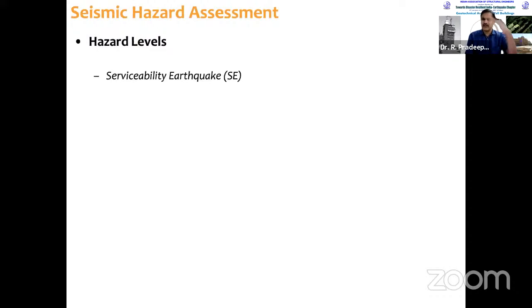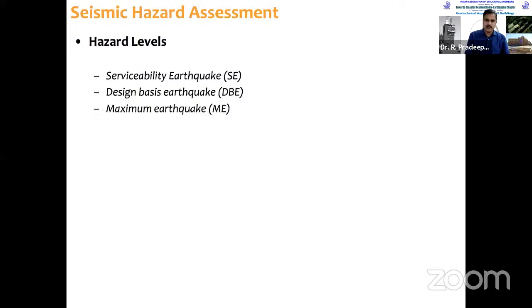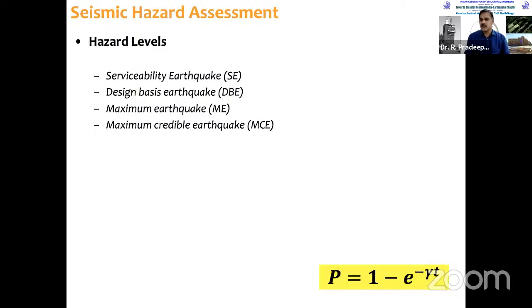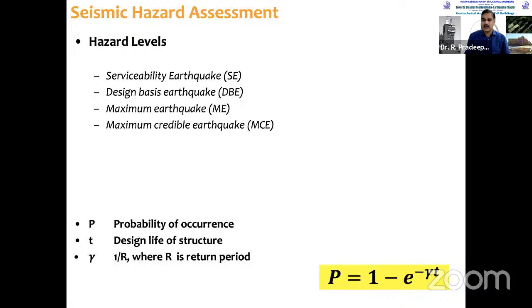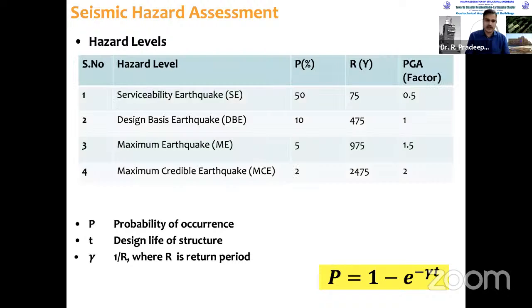Then the next step is hazard levels. There are different hazard levels: serviceability earthquake, design basis earthquake, maximum earthquake, and maximum credible earthquake. All these are linked in one equation, P = 1 − e^(−γt). P is the probability of occurrence of that earthquake, t is the design life of the structure, and γ is 1/R, where R is the return period of that earthquake. If I plug in those values, we can get serviceability earthquake and design basis earthquake.